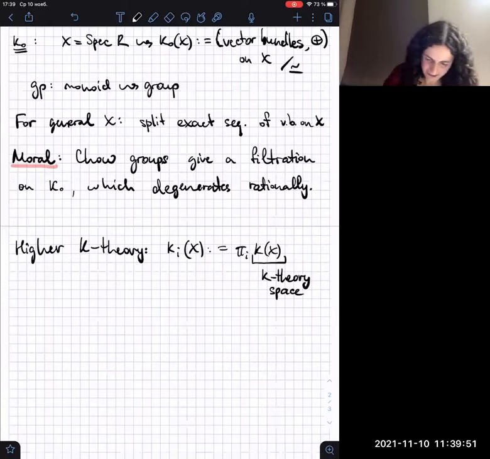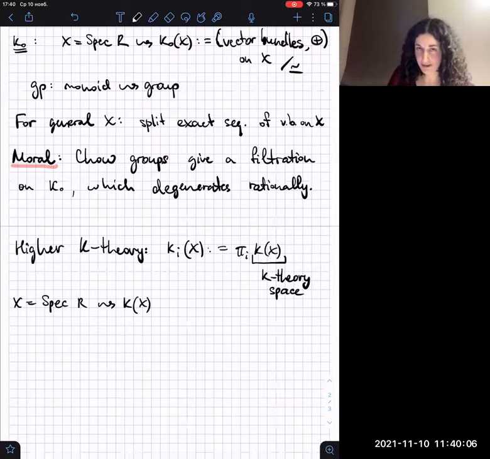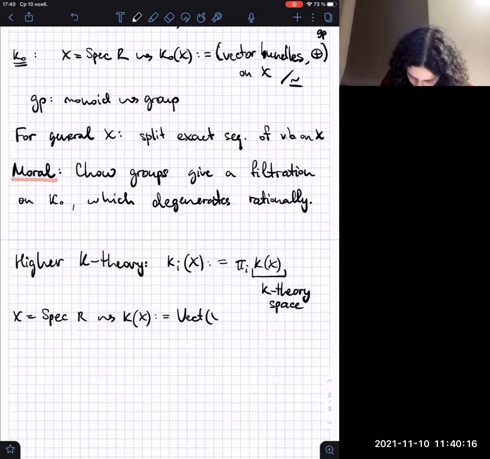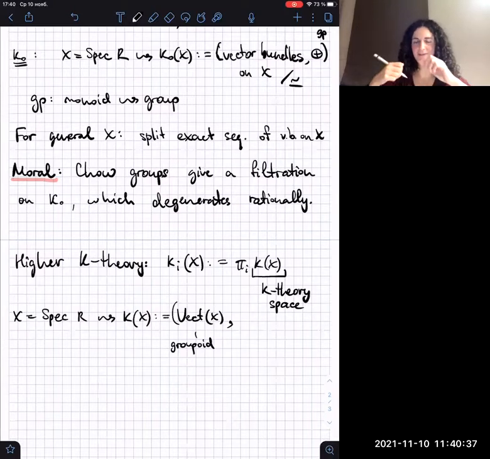And the definition that I like is that, for affine schemes, I will tell in a bit what to do with other schemes, we can define K-theory as follows. So this K-theory space, in a similar fashion as K_0, we take the vector bundles on X. The difference is that we don't consider them anymore up to isomorphisms. We want to remember the isomorphisms. So we consider it as a groupoid, basically the value of the stack of vector bundles on X. So it's a groupoid whose points are vector bundles and maps are isomorphisms between them.